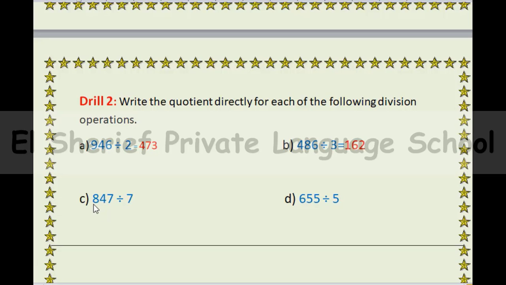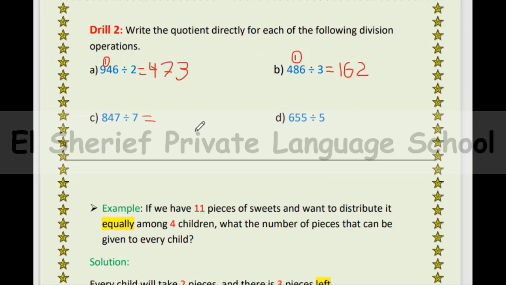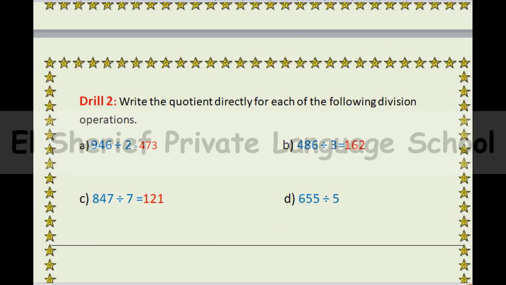Okay, letter C, 847 divided 7. 8 divided 7 can't be, so back by one step. When we back by one step, we get 7, so 7 divided 7 equal 1, and here we have 1 as a remainder. So 14 divided 7 equal 2, and 7 divided 7 equal 1.